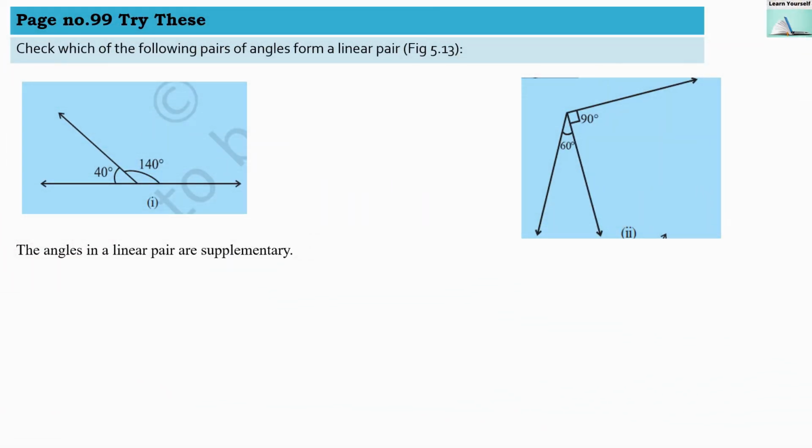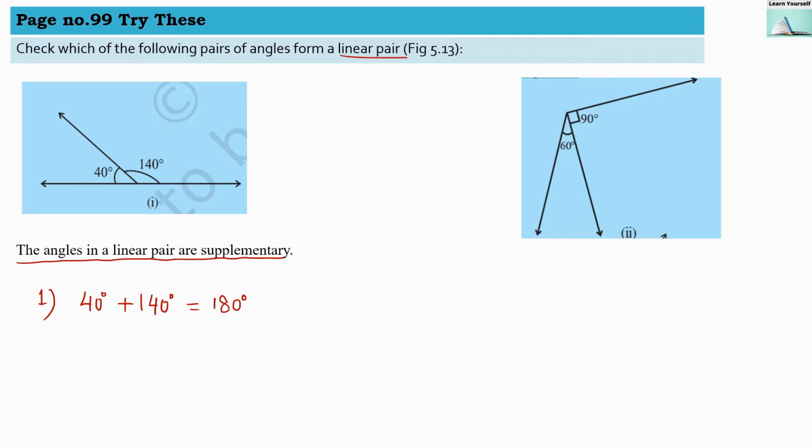Page number 99, try this sum. Check which of the following pairs of angles form a linear pair. Now what is the meaning of linear pair? Linear pair means when we add the two angle measures, they should give us 180 degrees in total. Or we can say that the angles in a linear pair are supplementary. This is a condition we have to keep in mind. Let us take the first example. We add the two measures: 40 degrees plus 140 degrees gives us 180 degrees. So yes, they are a linear pair.